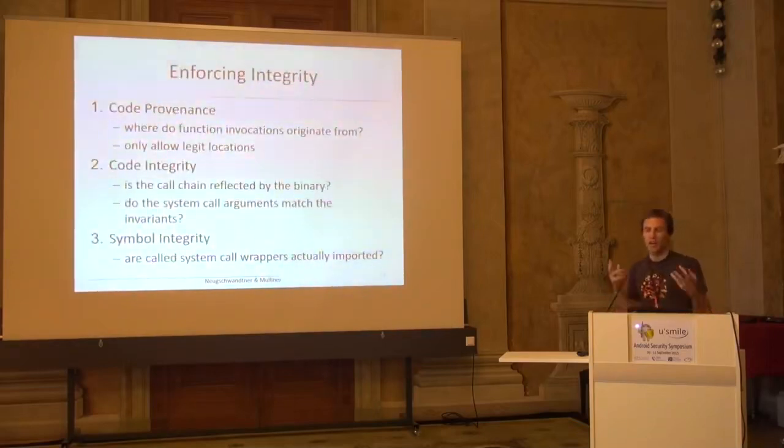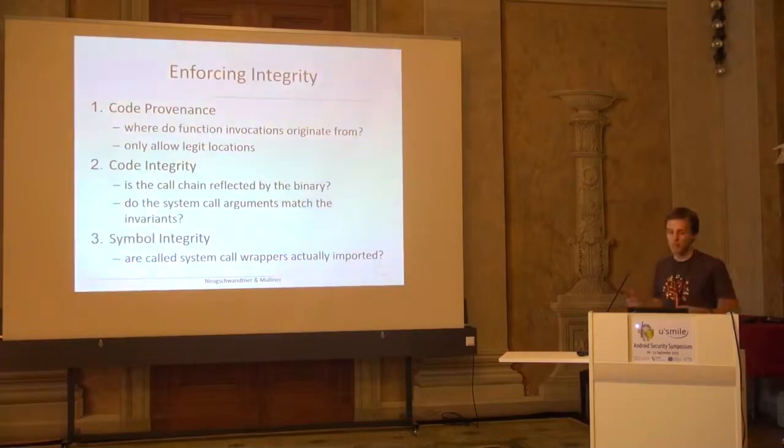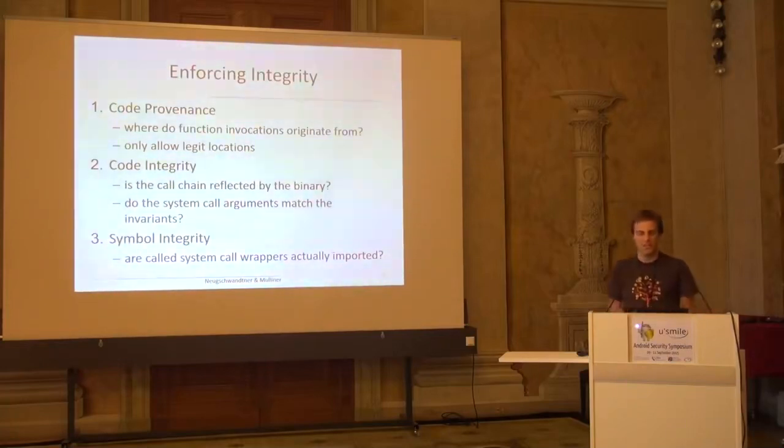Okay, how can we use this to actually enforce this binary integrity? So there are three basic pillars, let's put it that way. The first of them is code provenance. So we check where the function invocations originate from, and we only allow legit locations. So if we have a function invocation that comes from a stack or data segment or something, then this is, of course, not legit.